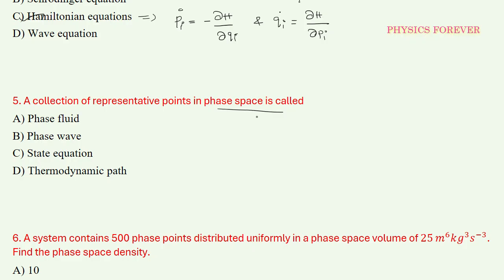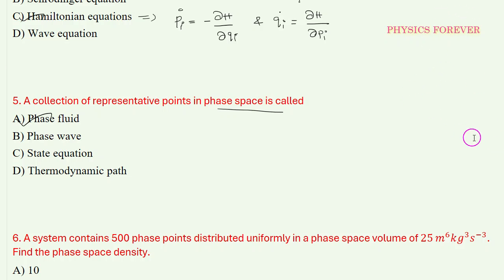Question number 5: a collection of representative points in phase space is called the phase fluid. Option A is correct. In a phase fluid it should be incompressible. An ordinary fluid can be compressed, but the phase fluid is incompressible because the volume is constant. That's why phase space is incompressible compared to ordinary space. You have to remember.